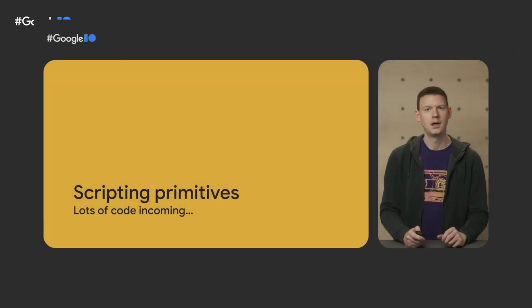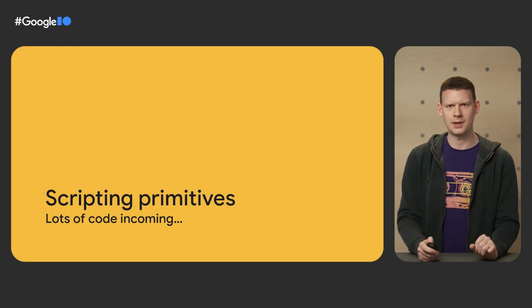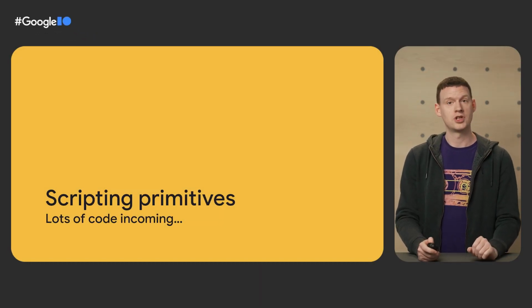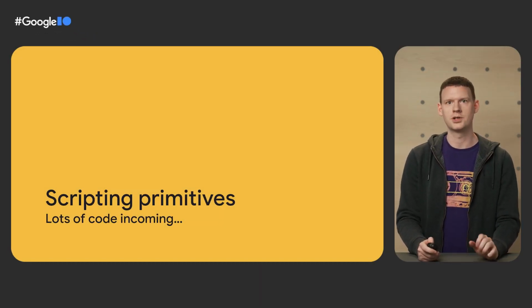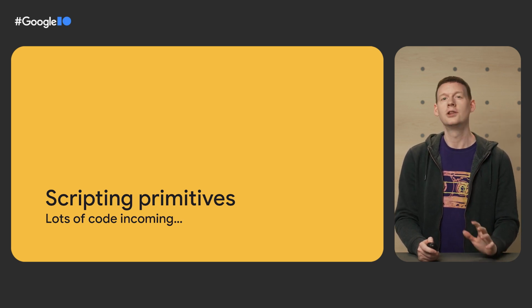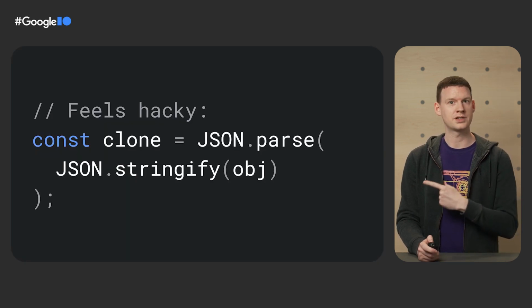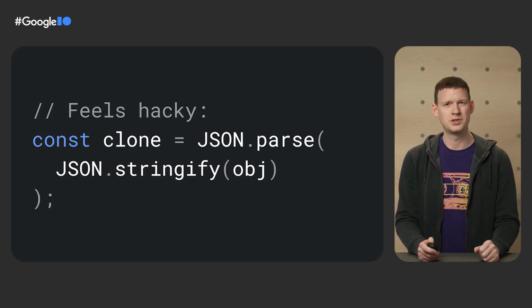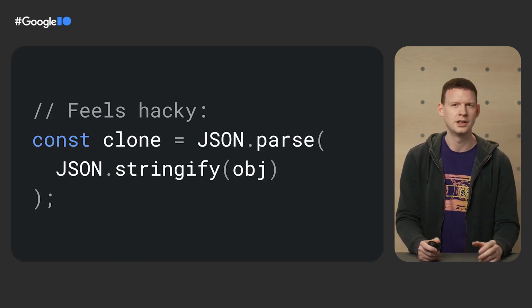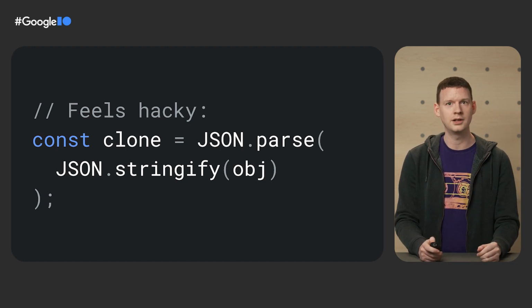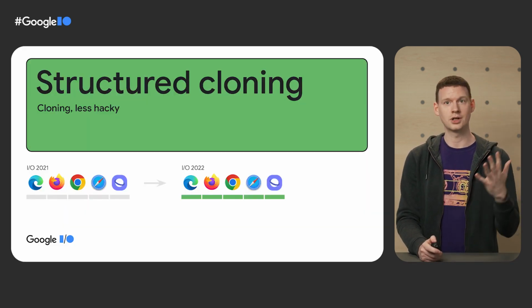Okay, if you've been enjoying the visual demos in this talk so far, sorry, there's none of that for a bit because we're going to talk about scripting primitives. Loads of new stuff landed over the past year. First up, have you ever done this? It deeply clones an object, but come on, it feels like cheating, converting it all to a string, then back again. Well, now we have structured cloning.